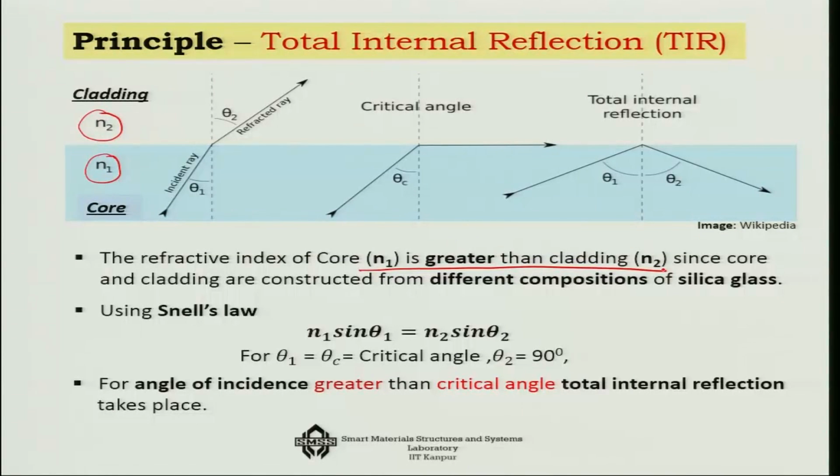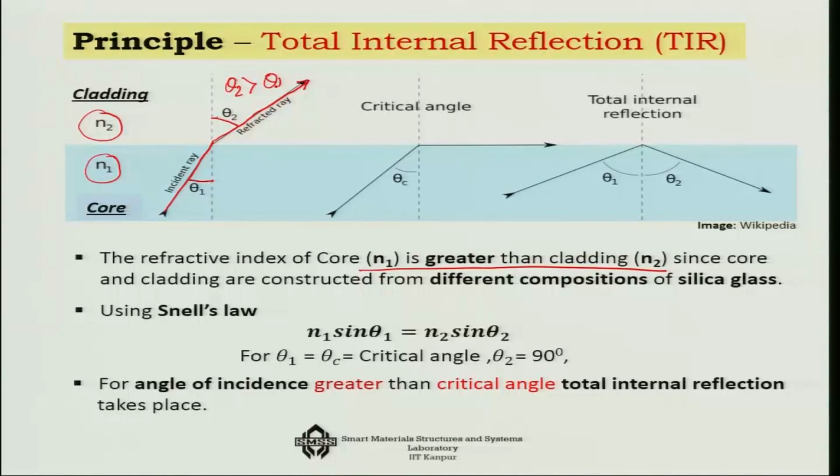So, if the refractive index in the core is greater, what do you expect? You expect that because the other medium is rarer, the mean free path will be more, and hence light will be deviated more from the normal. So, it is deviating more. This is interesting. That means if n1 is greater than n2, then theta 2 will be greater than theta 1.